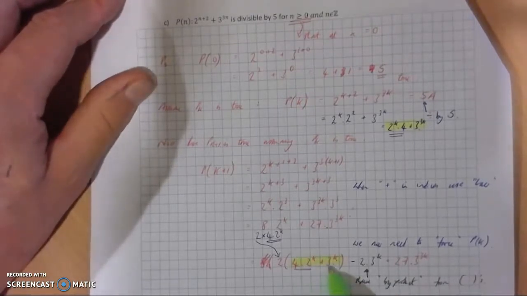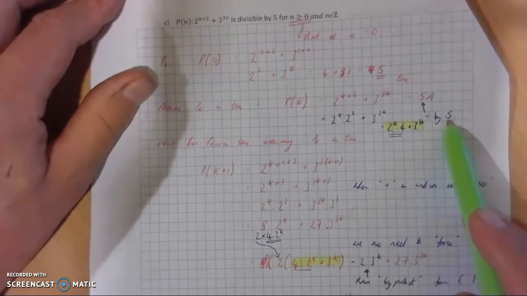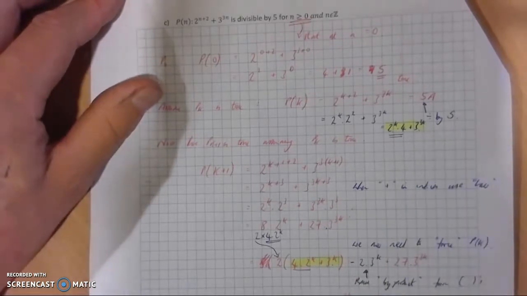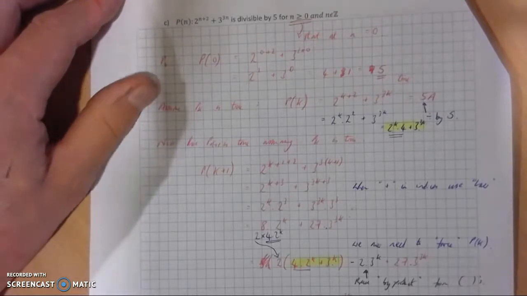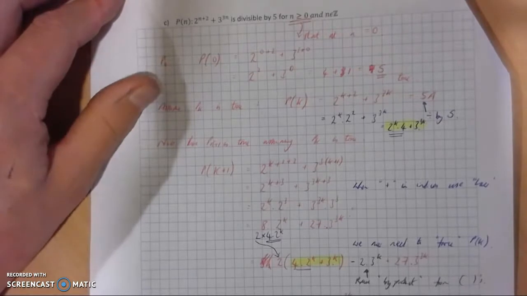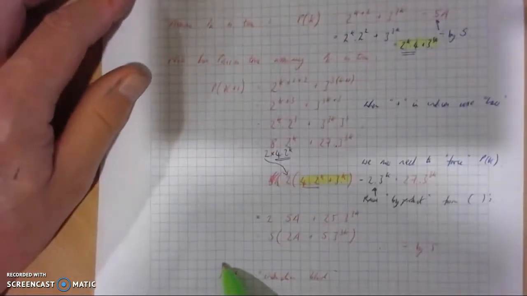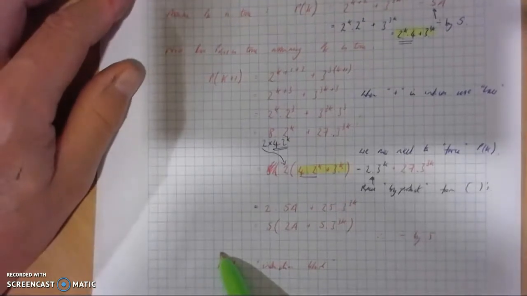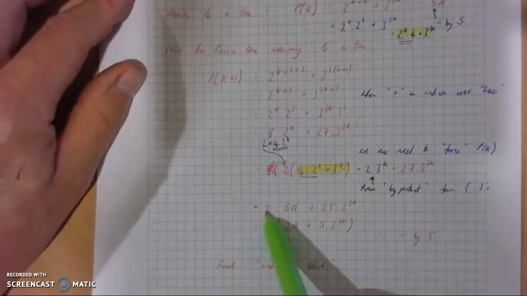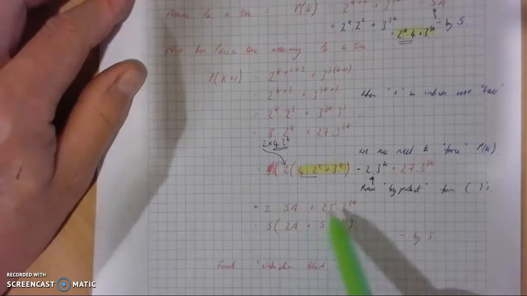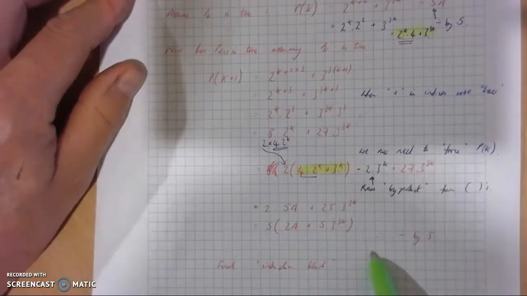This we already know is divisible by 5. We're assuming that's true, so we can write that as this. And we know that 25 is divisible by 5. It's a multiple of 5. It's a nicer way of writing it, and then we finish off by saying it's divisible. Oops, I missed that bit out. We see down here, there's our multiples of 5, and we can say it's divisible by 5.